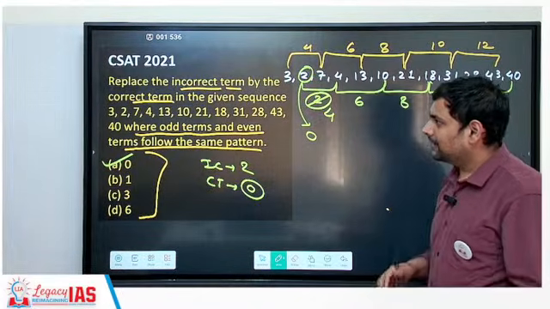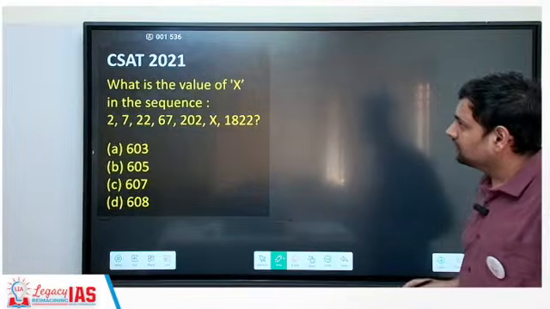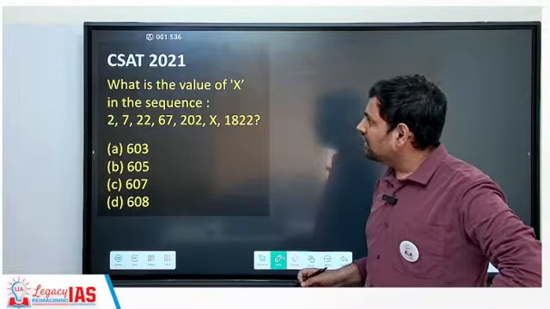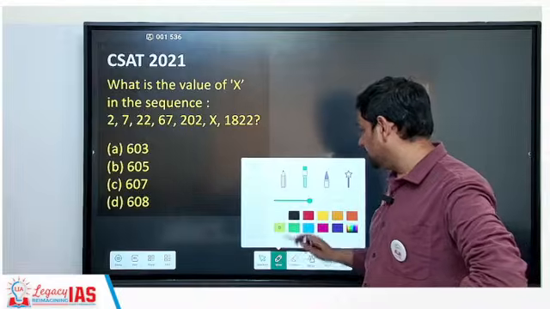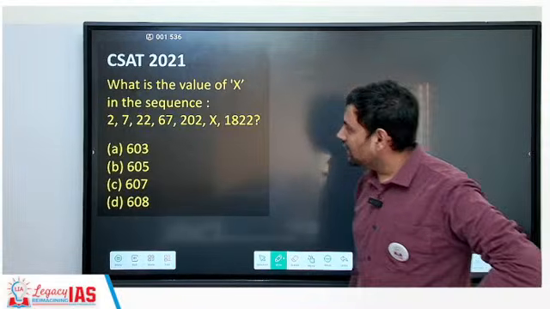Understood? Okay, then next. Now it says, what is the value of x in this sequence? 2, 7, 22, 67, 202, x, and the options 1, 8, 22.